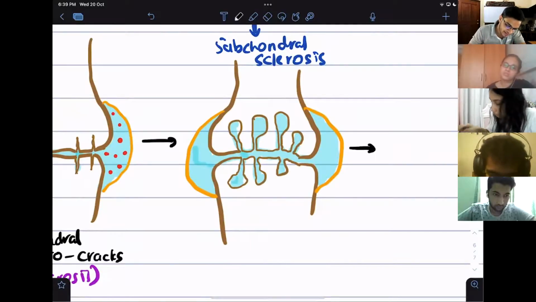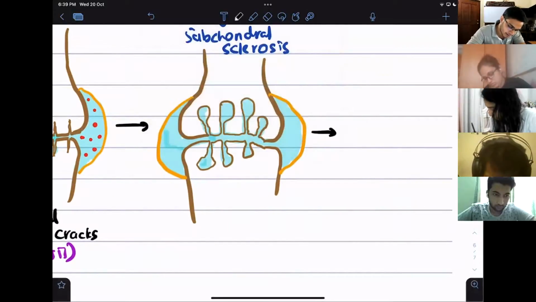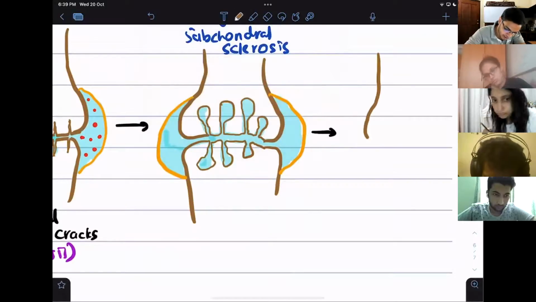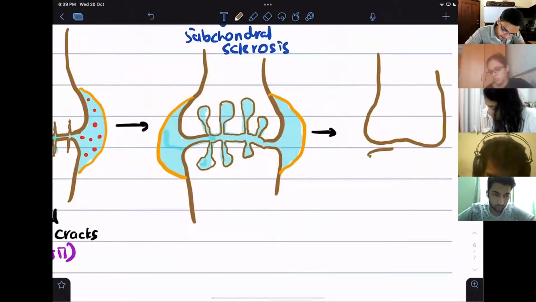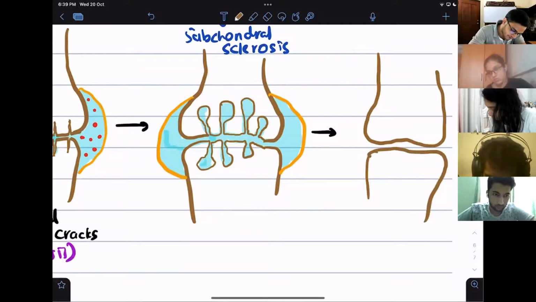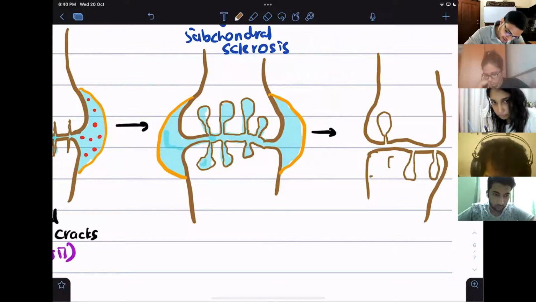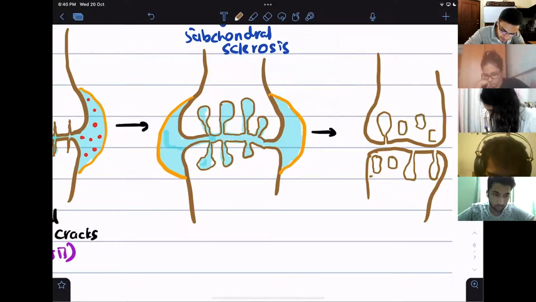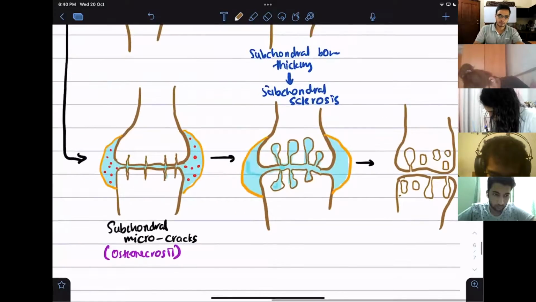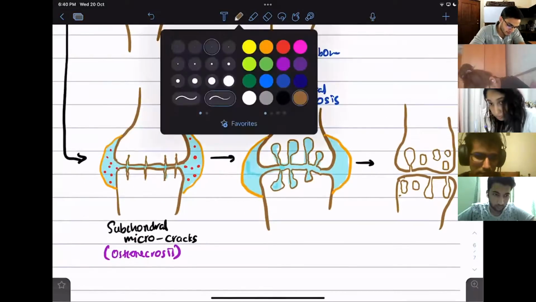But with time, guys, some of these can actually heal, right? The overlying cortex can heal. Some of these will still have that open communication, but most of them will actually heal. The other ones will just appear as cysts because that communication channel will be healed off. So it will appear like this eventually.